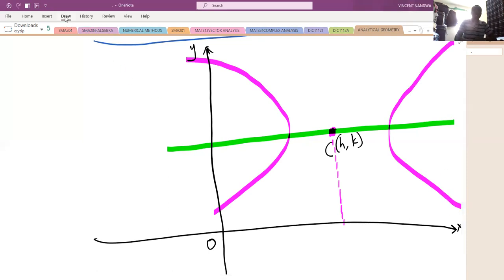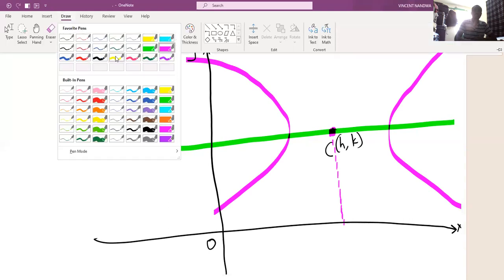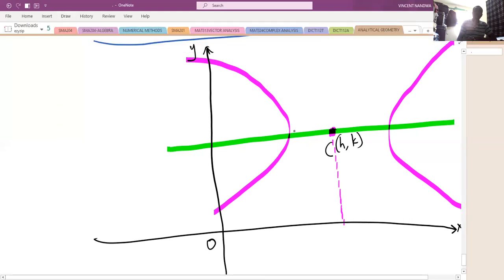So let's call this one V2, and let's call this one V1. And let this be F1, and let this be F2.